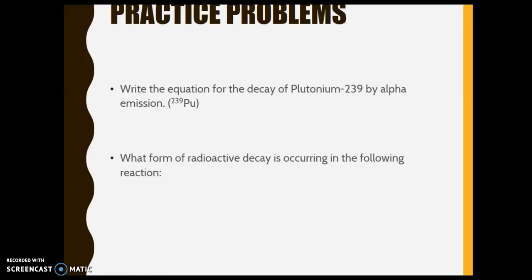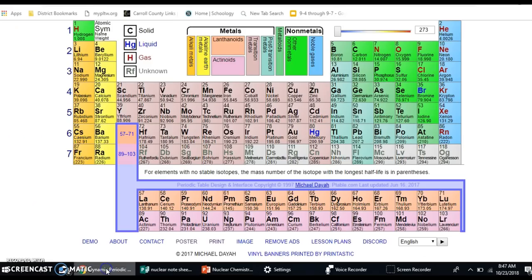And this should be on the back page of your notes. Oh, okay. I'm sorry, guys. I forgot to put Pu here instead of sodium. So just pretend that that's our Pu. Alpha emission, we know that, and so if we look at plutonium on our periodic table, we'll find Pu. Its atomic number is 94.